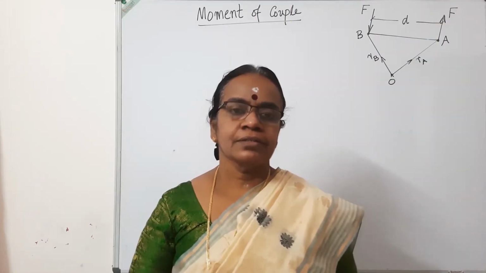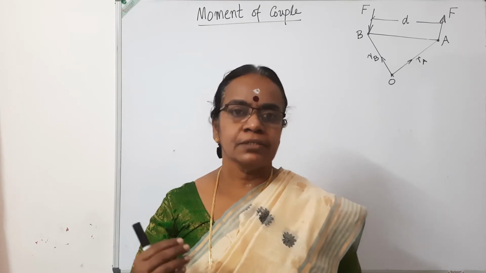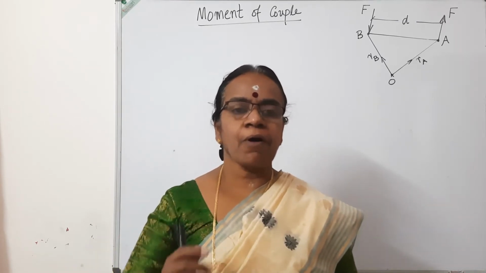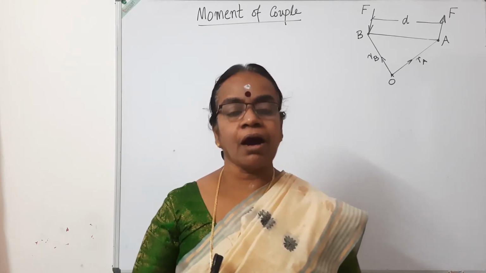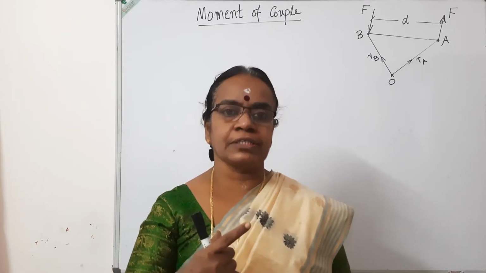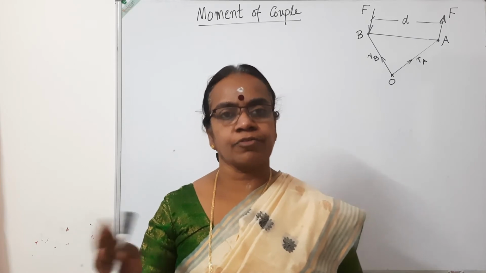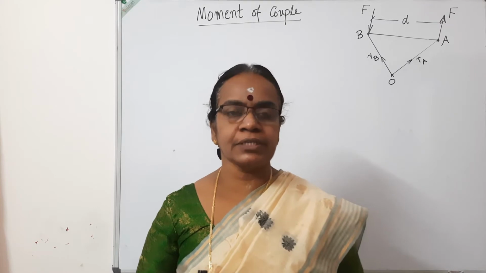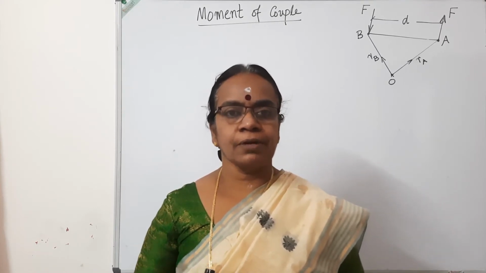Good morning. In the previous video, we have seen how to find the moment of a force vector about any point. The moment of a force is given by r cross F, where r is the position vector and F the force vector. By cross multiplication of the position vector and the force vector, we can get the moment of a force about any particular point O.